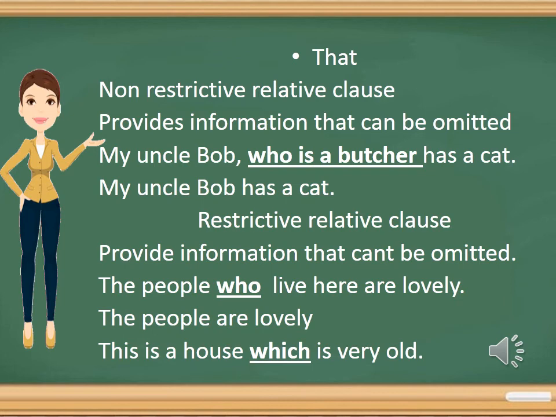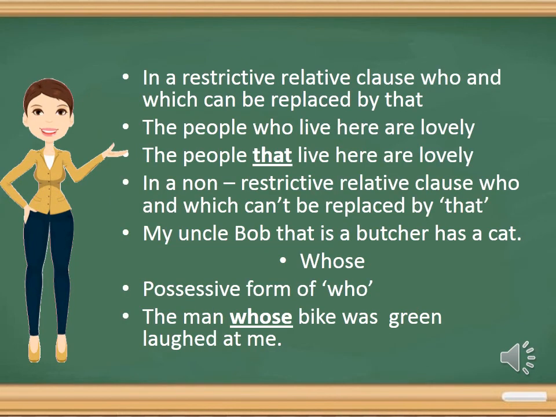This is a house which is very old. In a restrictive relative clause, who and which can be replaced by that. The people who live here are lovely can be written as the people that live here are lovely. In a non-restrictive relative clause, who and which cannot be replaced by that. Therefore, my Uncle Bob, that is a butcher, has a cat, has been written incorrectly.